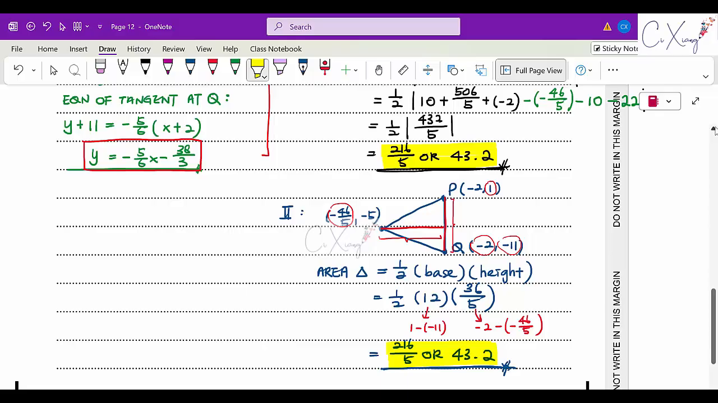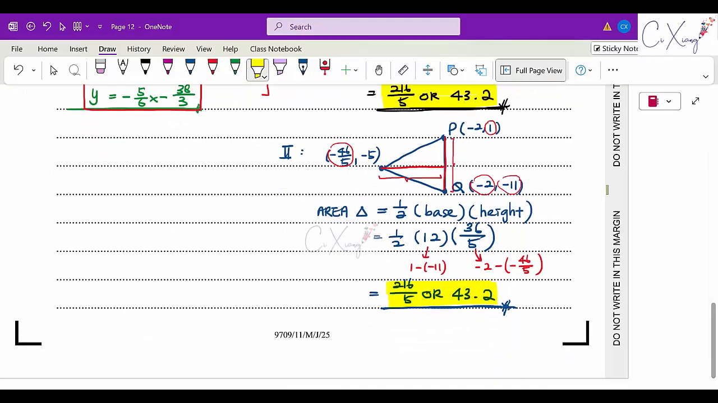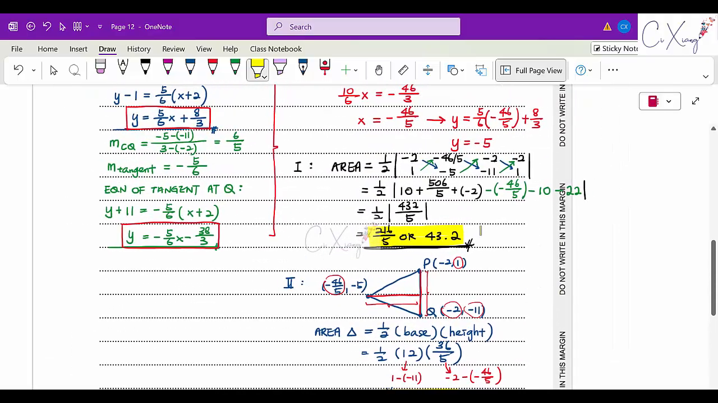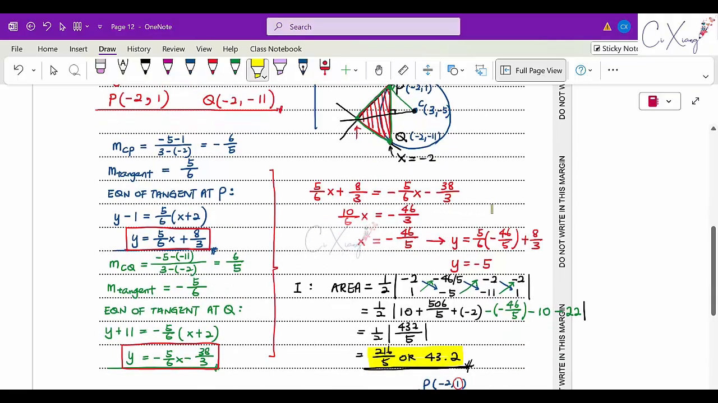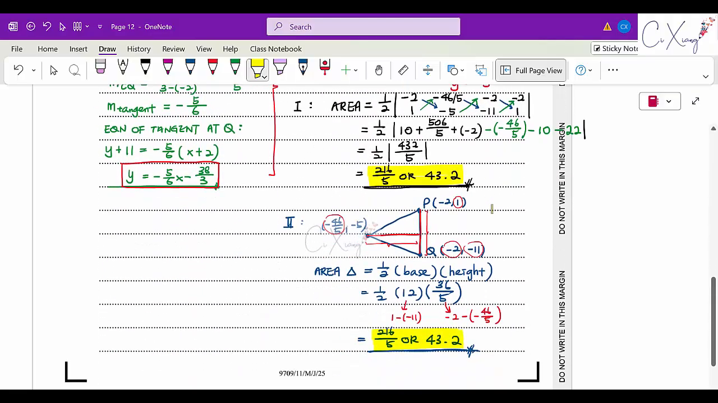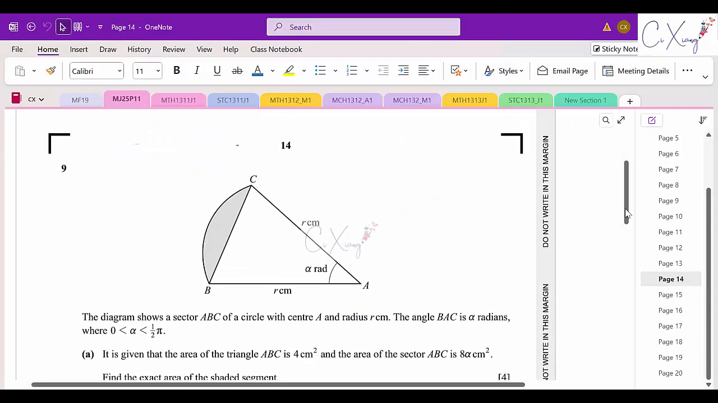Alright, yeah, so this is how we solve question number 8. It is quite tedious and long, but if you try to make it into smaller parts, you can solve it slowly. Right, so we'll end this question here. Right, so we are now at question number 9.